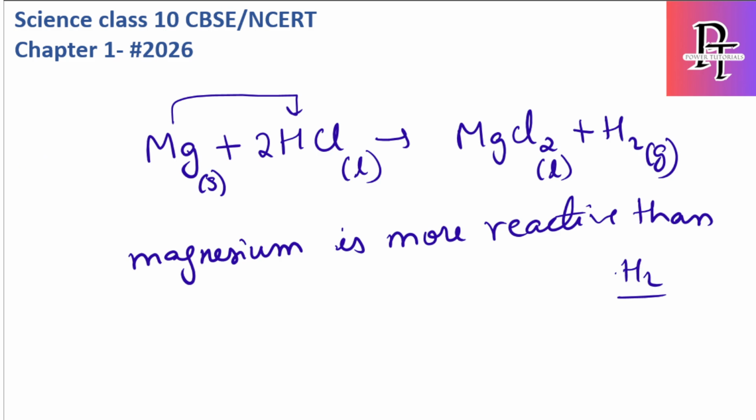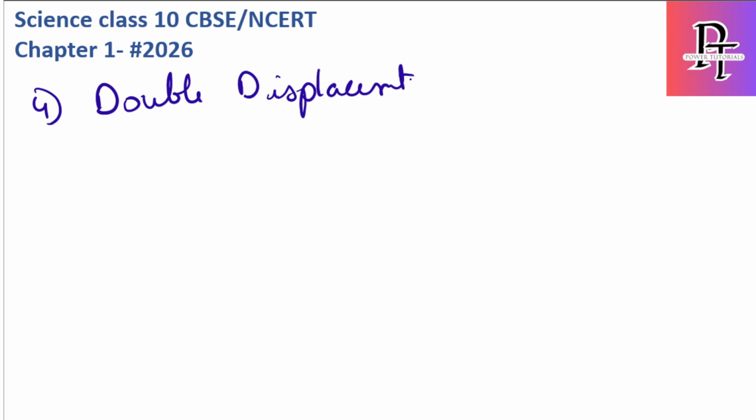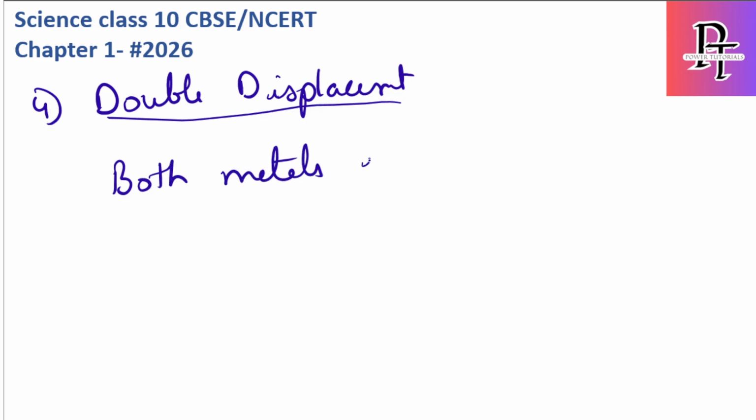So you can also guess what double displacement is, which is nothing but the fourth type of chemical reaction, double displacement. So what is double displacement? It means displacement is happening twice. Both metals exchange their positions.